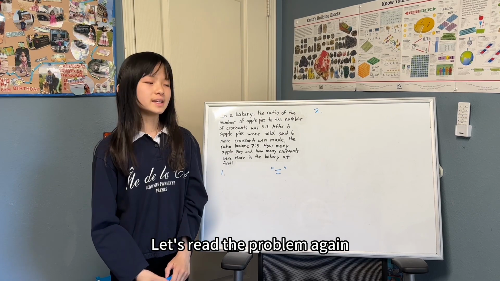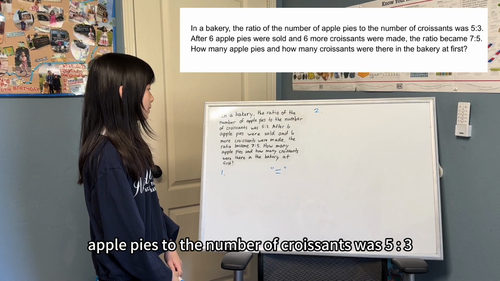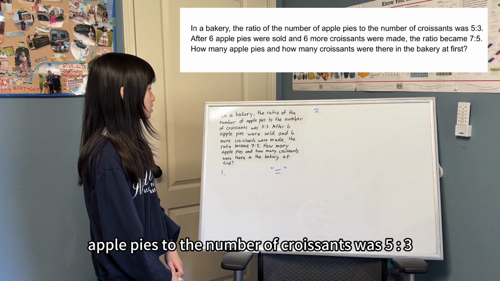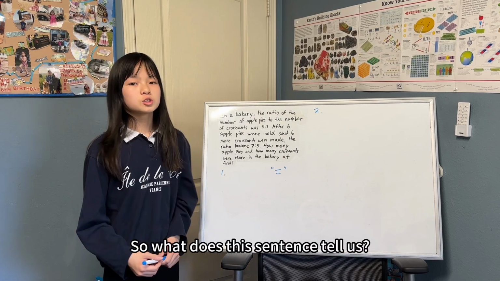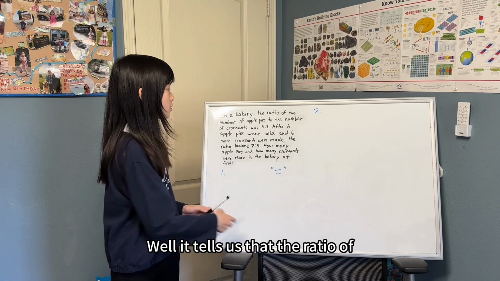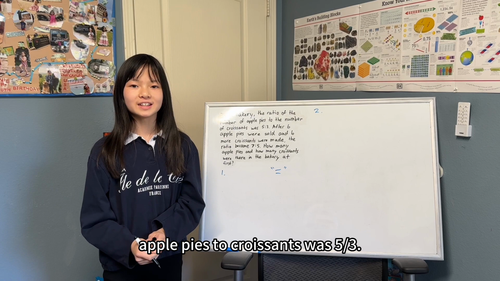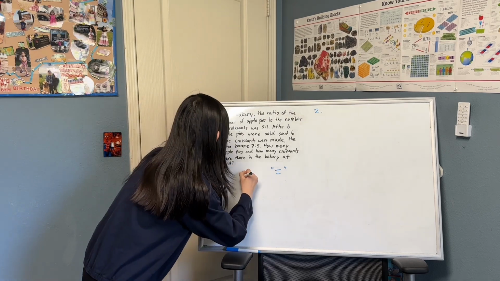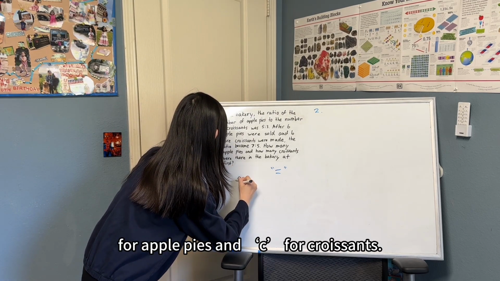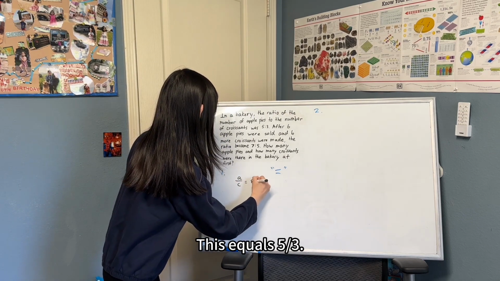Let's read the problem again. In a bakery, the ratio of the number of apple pies to the number of croissants was 5:3. So what does this sentence tell us? Well, it tells us that the ratio of apple pies to croissants was 5/3. We can write A for apple pies and C for croissants. A over C equals 5/3.